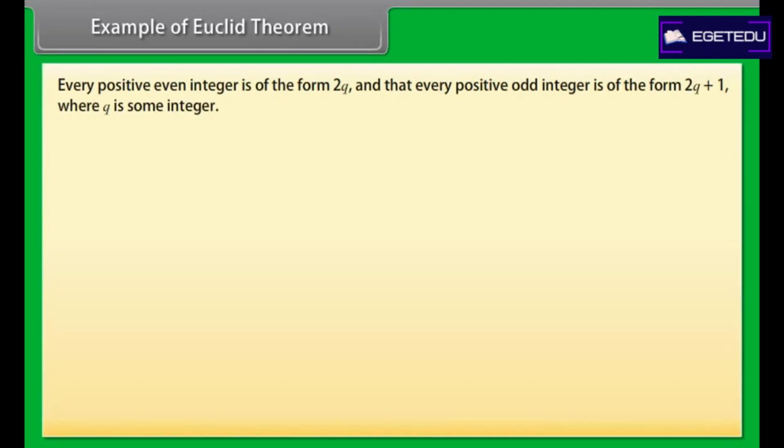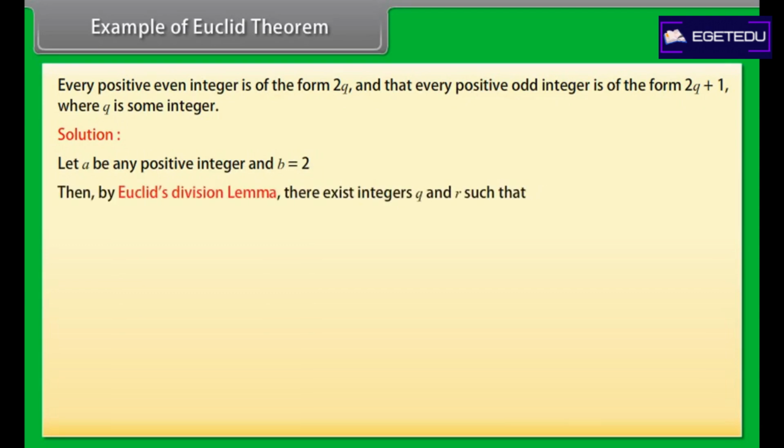Example of Euclid theorem. Let us now prove that every positive even integer is of the form 2q and that every positive odd integer is of the form 2q plus 1, where q is some integer. Solution. Let a be any positive integer and b is equal to 2. Then by Euclid's division lemma, there exist integers q and r such that a is equal to 2q plus r, where 0 is smaller than or equal to r is smaller than 2.